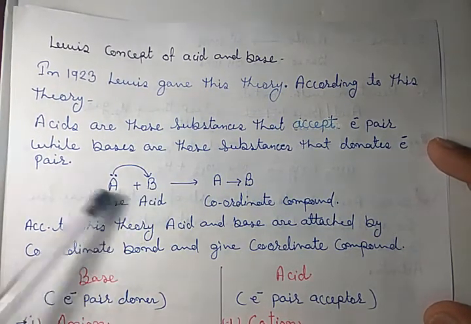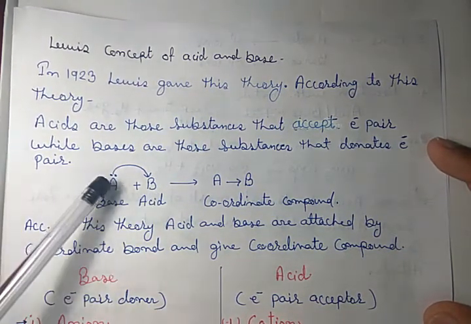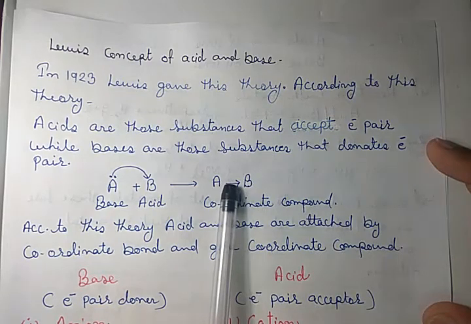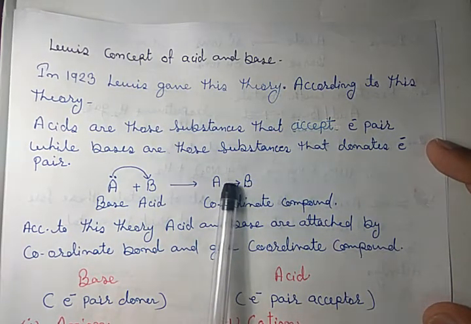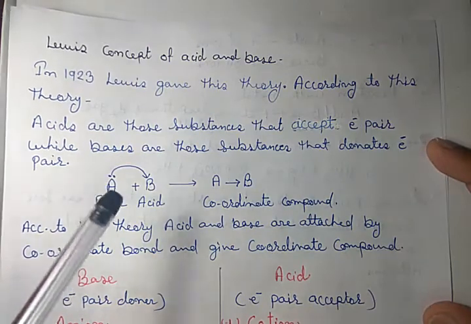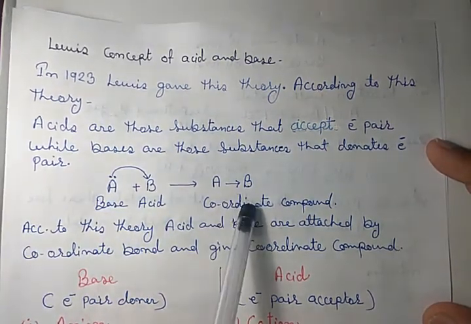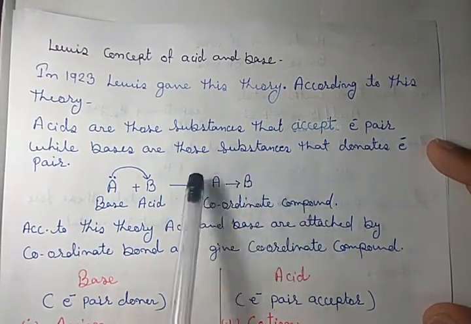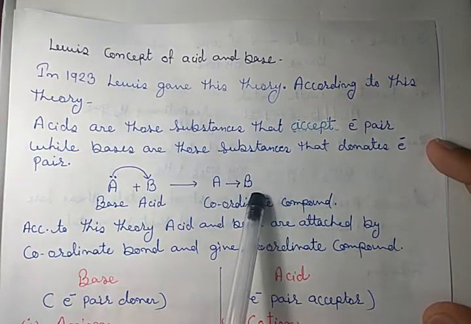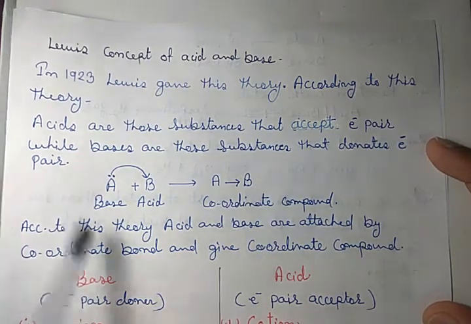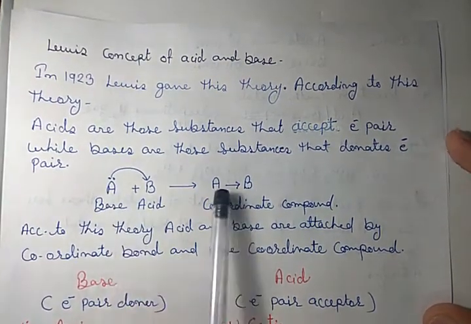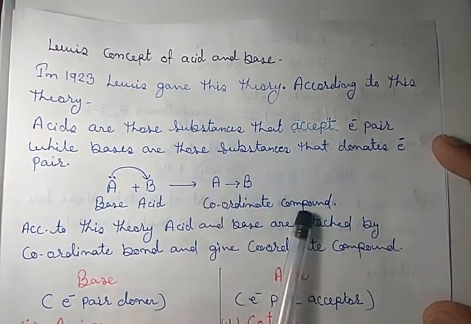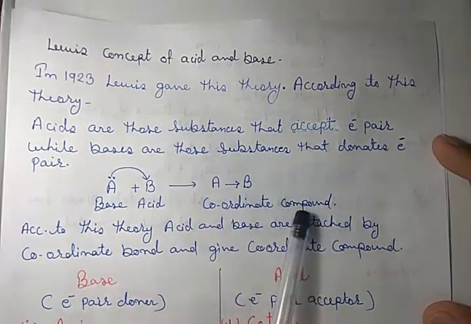There are two chemical species A and B. A is donating an electron pair to B and makes a coordinate bond. As you know, there are various kinds of bonds: ionic bond, metallic bond, covalent bond, and coordinate bond, in which the bonding electrons are donated by one but shared by both atoms. Such bonds are known as coordinate bonds. We discussed this in class 9th. So here the bonding electrons are donated by A and shared by both, so it is a coordinate bond, and the formed compound is a coordinate compound.